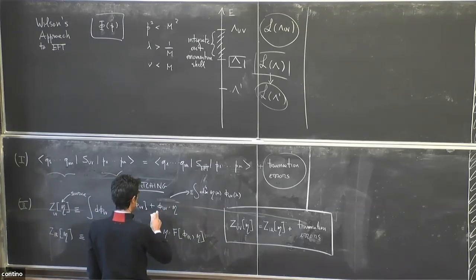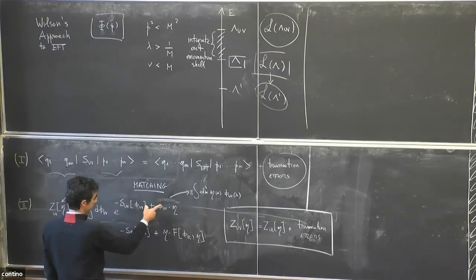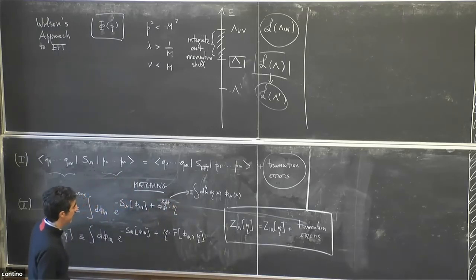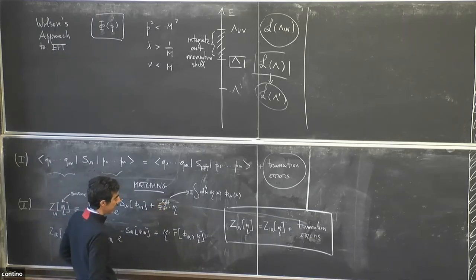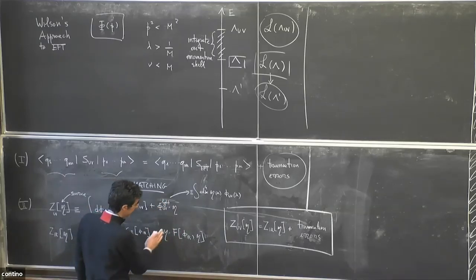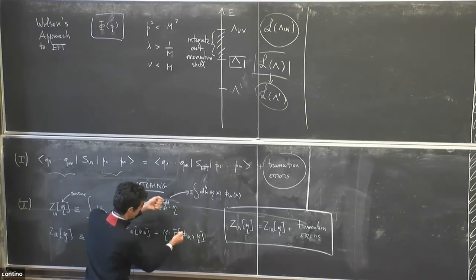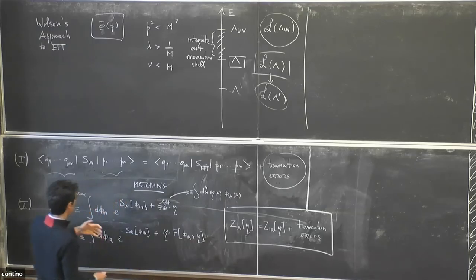So here, in fact, maybe I should be more precise, because this source will be only for the fields in the UV theory which interpolate the light degrees of freedom. So maybe let me put here this upper index. Now, in the simplest possible situation, this phi UV light is nothing else than phi infrared. They are the same degrees of freedom.